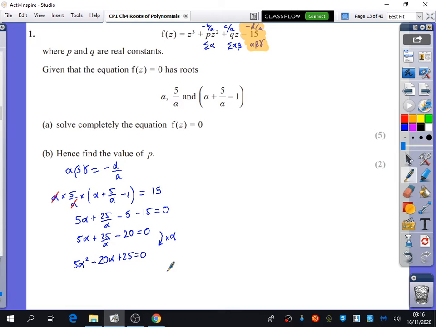And then you could either solve that using completing the square method or whatever method you like, but they know that you're expected to use calculators. So you can put this straight into your calculator, and it will give you the two roots. And we're going to talk about what those two roots will be because it's just interesting. Is it going to give us alpha? Is it going to give us 5 over alpha?